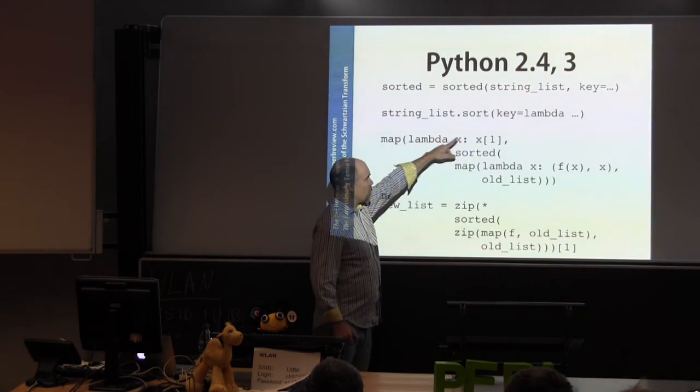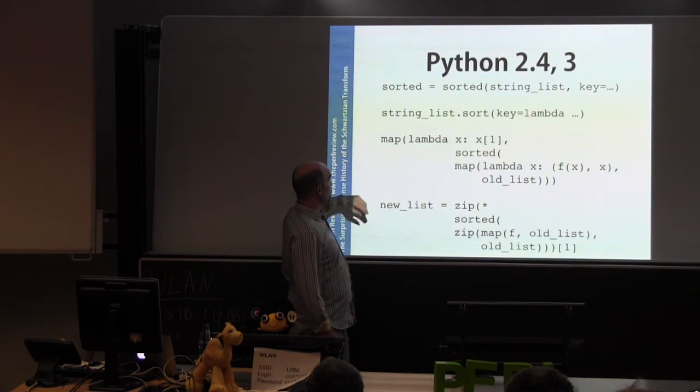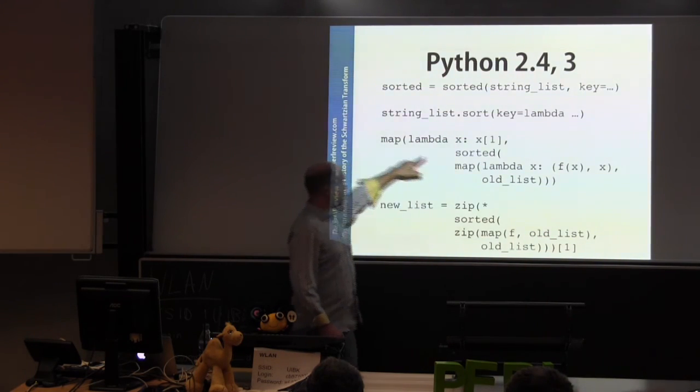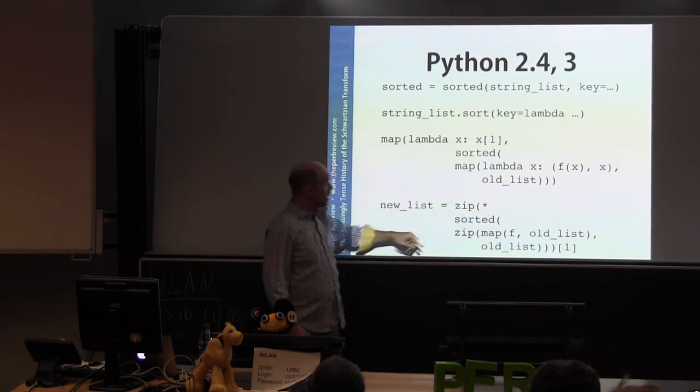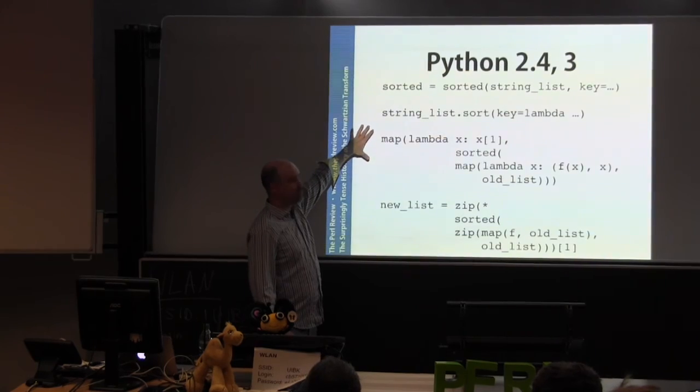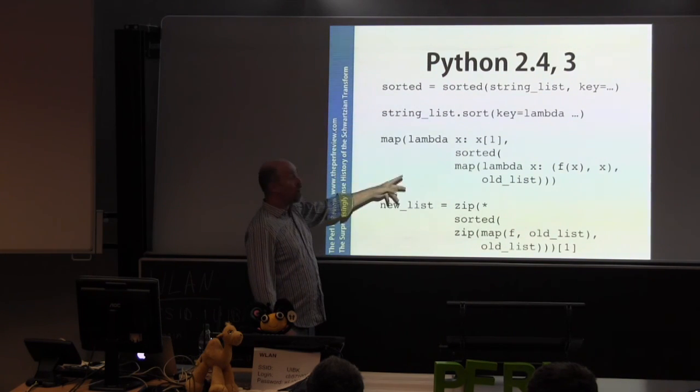You've got sort, and you give it a key. And often these things are lambda expressions, so you can run some sort of code. Or you can do this: there's a map, sort, and a map. Or you can do this: there's a zip, sorted, and then a zip. What's the curious thing that strikes you looking at this Python slide? It's exactly the same syntax as you had in Lisp.